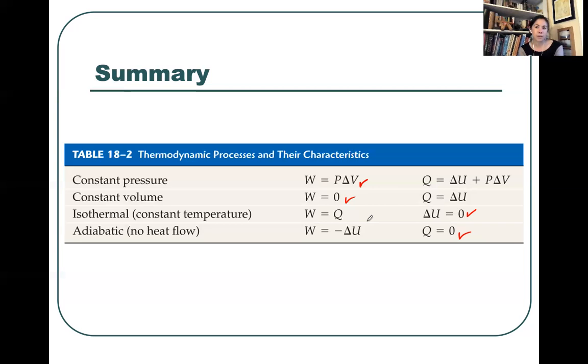Moving on, we're going to be talking about the second law of thermodynamics. That's going to be one that's going to be very important when we start talking about engines, which will be the next application. All right, so stay tuned, and we'll talk about the second law next.